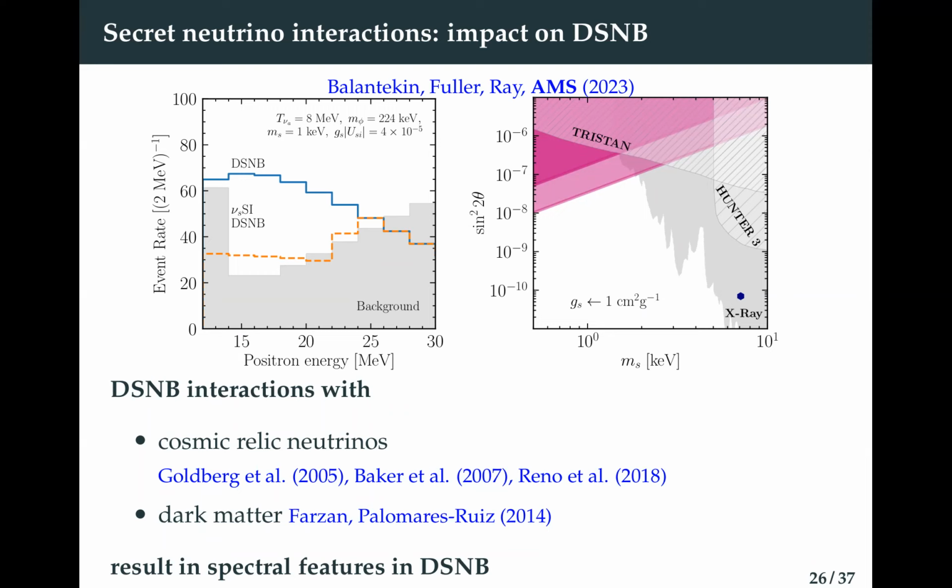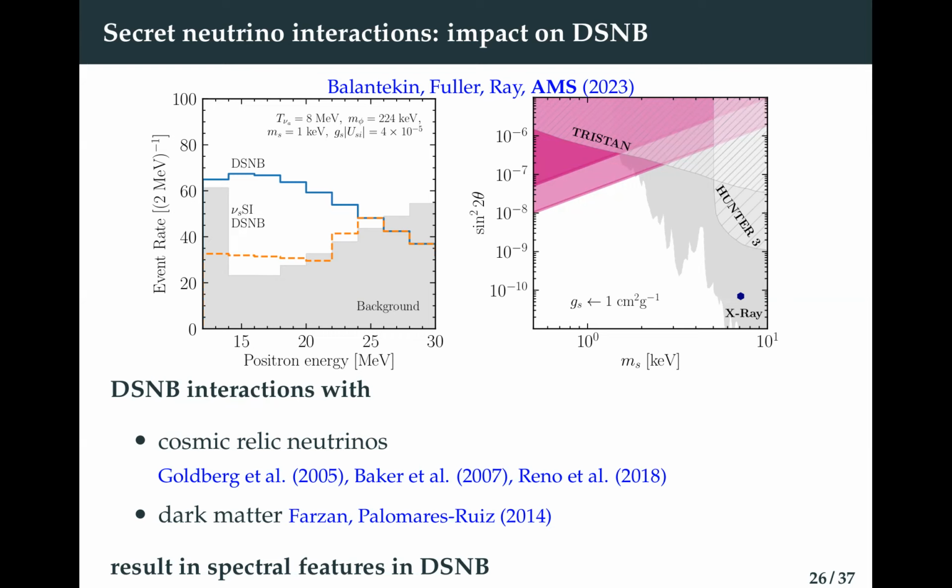So I have a background, the relic sterile neutrino background created in the early universe. So mostly sterile, and then DSNB neutrinos, the sterile part of the light mass eigenstate, is interacting with the sterile part of the heavy mass eigenstate and creates a dip.